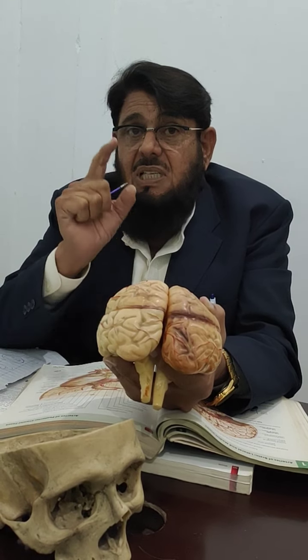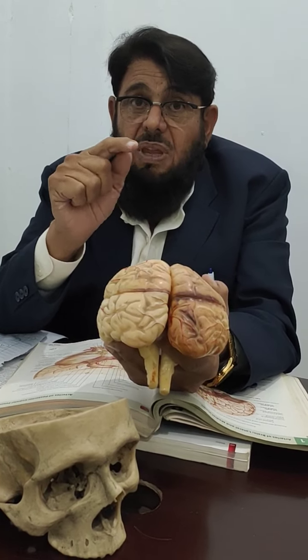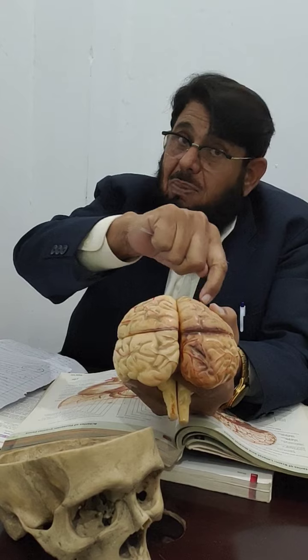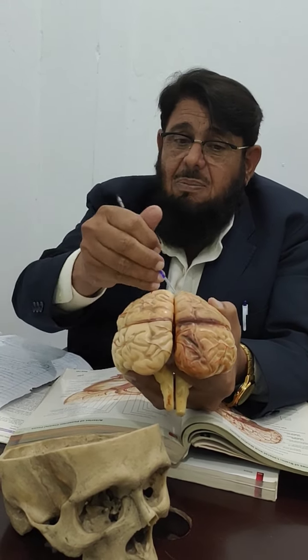In the territory of the middle cerebral artery is included the sensorimotor cortex of the opposite half of the body, except the leg area, foot area, and perineum area, which lie here and are supplied by overlap from the anterior cerebral artery coming over here. This cortex, which is connected to the opposite foot, leg, and perineum, is not included in the territory of the middle cerebral artery.